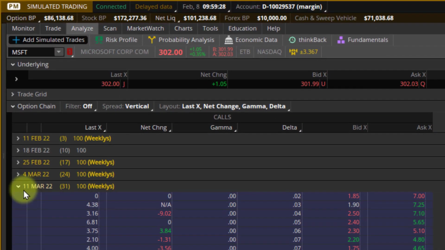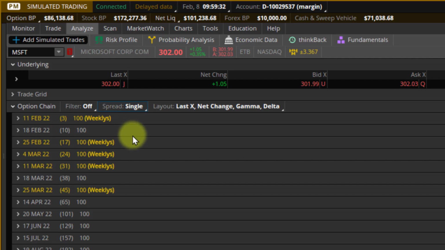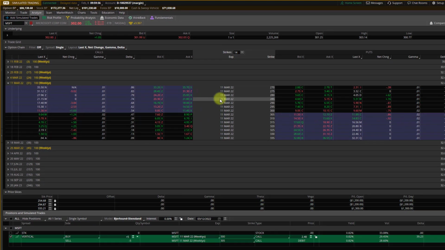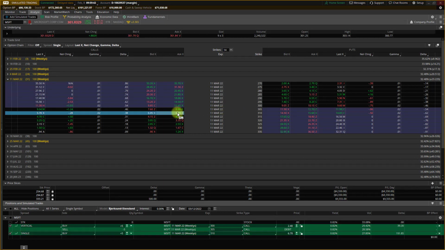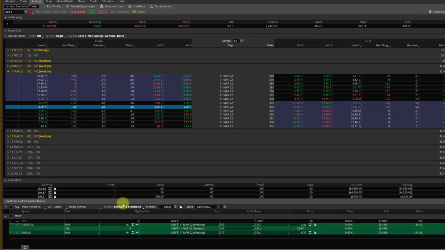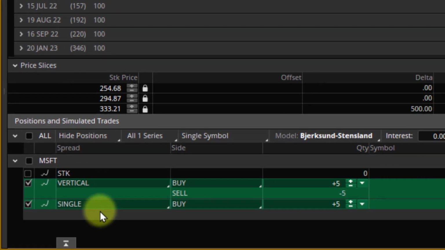Now we'd like to compare it to another one. Let's go to single, and let's compare it to, we'll use the same expiration and use, let's say, just a long 310 call, trading for 670. So click there. So now notice down below are the two separate trades. Here's the vertical and here's the single.